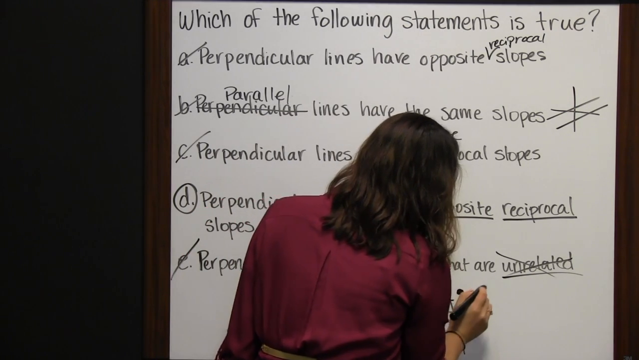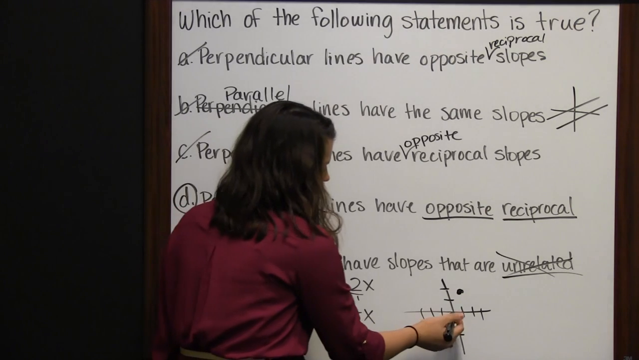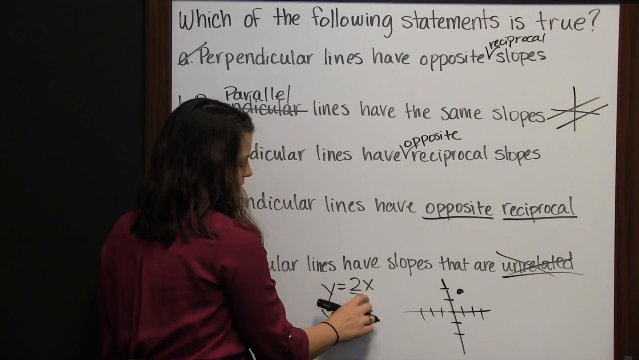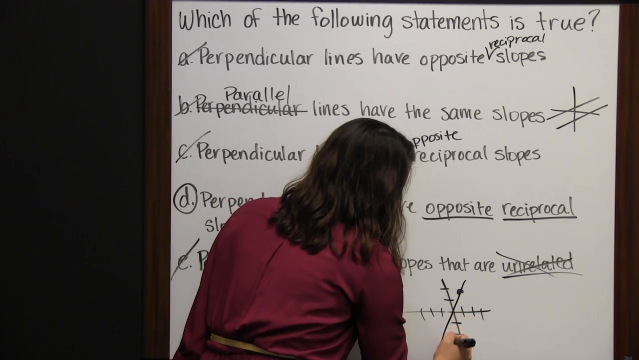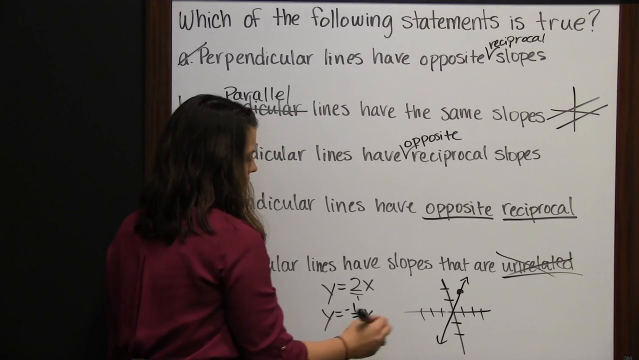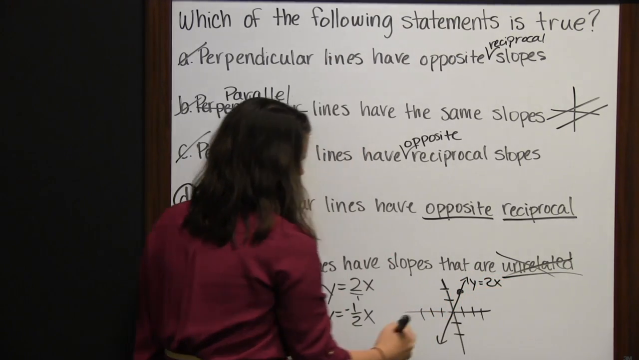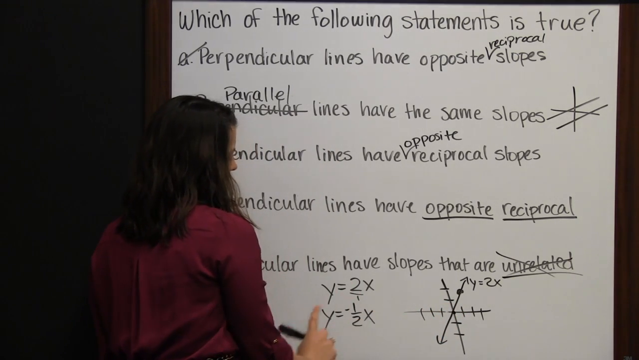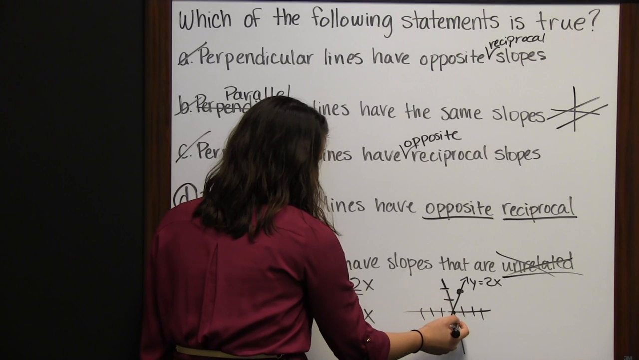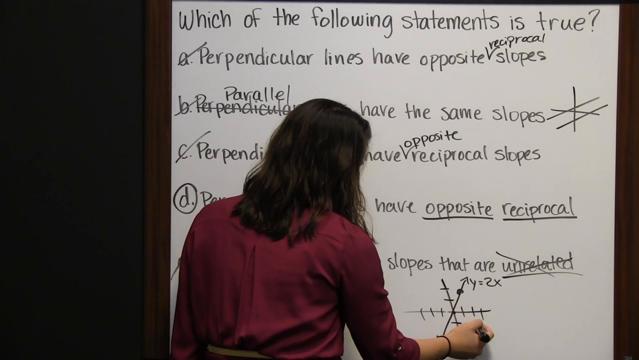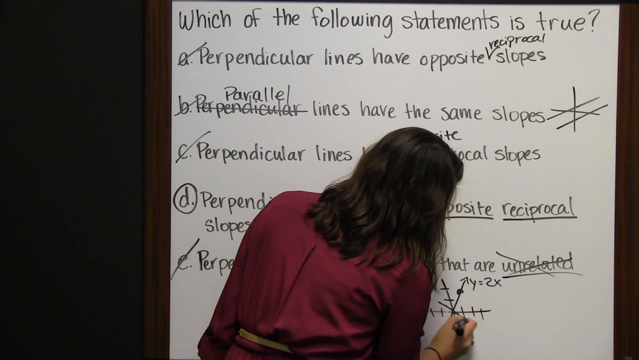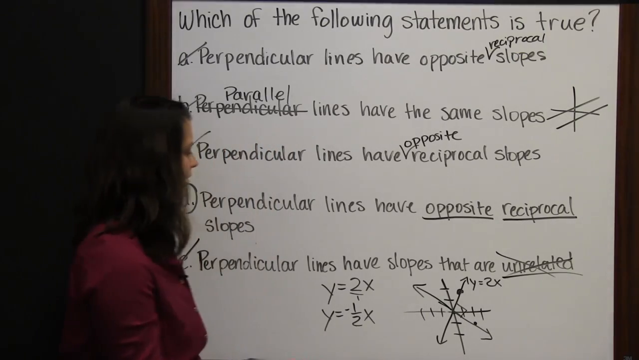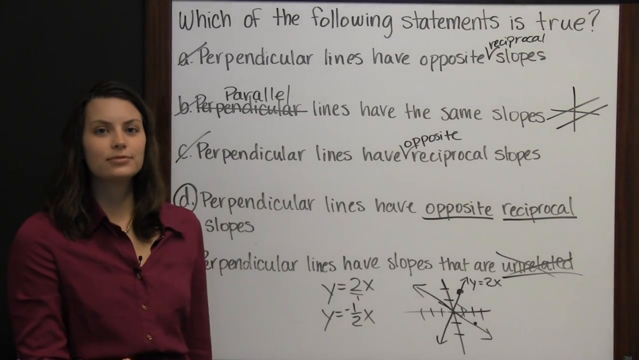And y equals negative 1/2x, sorry, we could actually graph a line here. It's going through the origin because there is no y-intercept. So there is that line, the y equals 2x line. And then y equals negative 1/2 x would also go through the origin since it has no y-intercept. And from there, we would go down 1 and over 2. So you can see how these lines intersect each other at right angles because they have opposite reciprocal slopes.